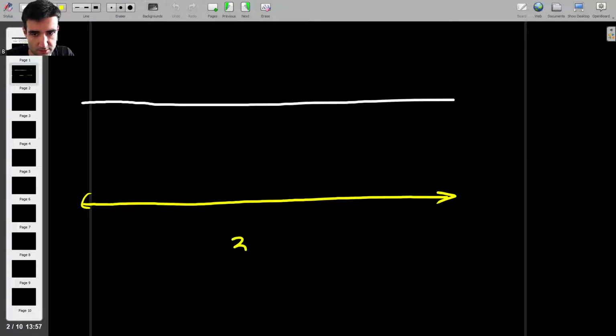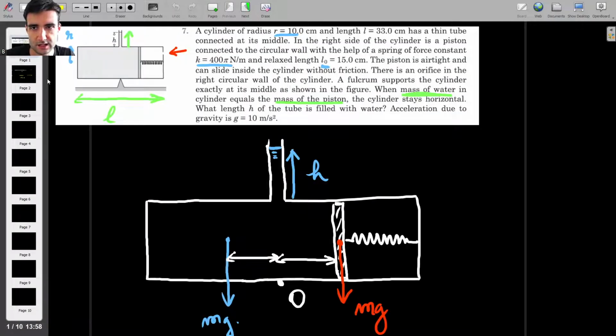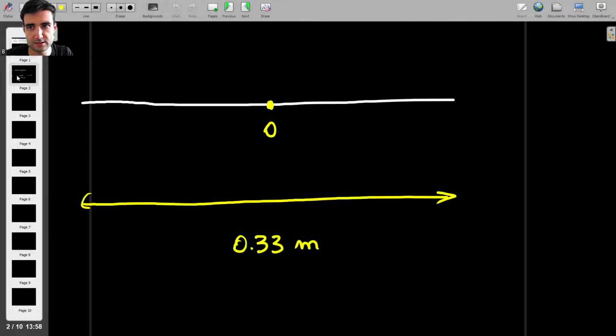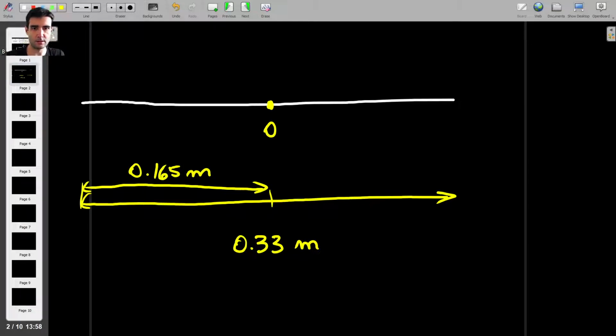So this is going to be 33, well, let's actually use SI units. So let's use 0.33 meters. Right, now at the halfway point, we have the fulcrum, where the cylinder is essentially sitting, where it's touching the ground at just one point. So obviously this distance is half of 0.33, so that's 0.165 meters.